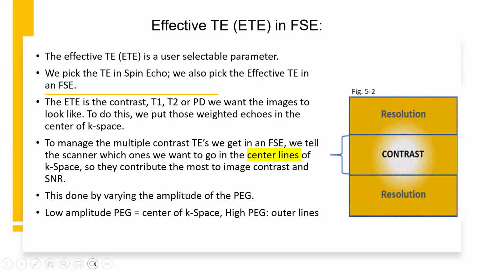The low amplitude phase encoding gradients are what's going to put your echoes in the center of K-space. So your center lines get filled from your low amplitude phase encoding gradient. Those equal your center of K-space. Your high phase encoding gradients go in the edges for edge detail.